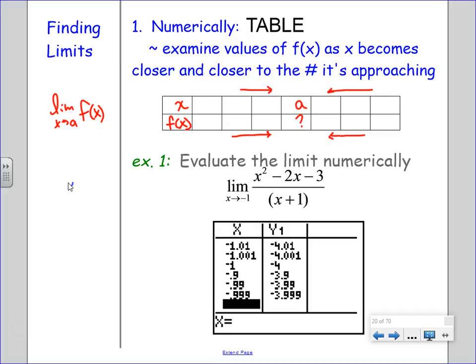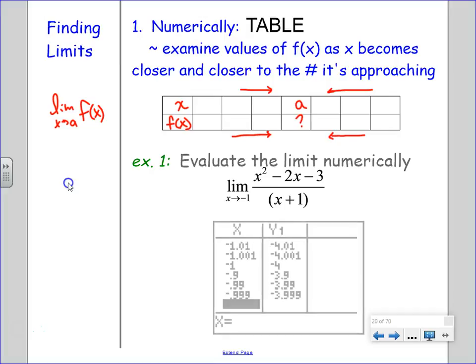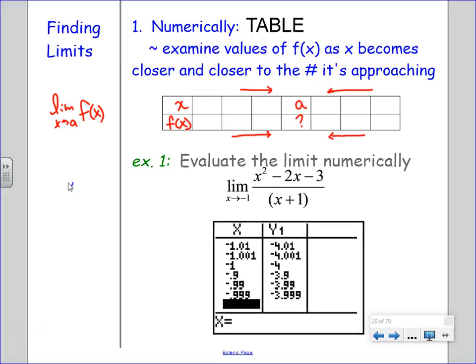If I was to scroll up in my calculator, this would actually be 1.0001, and this would be 4.0001. So I'm still approaching, but as I come from below, my heights seem to be approaching -4, especially since it rounded it. And as I come from above, what do my heights also seem to be approaching?